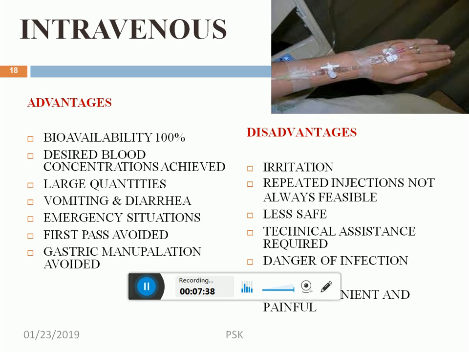What about the disadvantages? Sometimes it will cause irritation, and there will be repeated injections. It is not always feasible, it is less safe, and technical assistance will be required. There is danger with the injection, and sometimes it will be painful. So these are the advantages and disadvantages while the drug molecule is given intravenously.